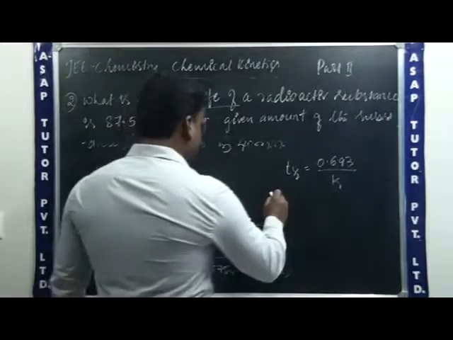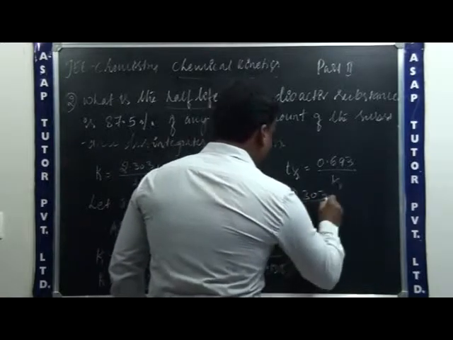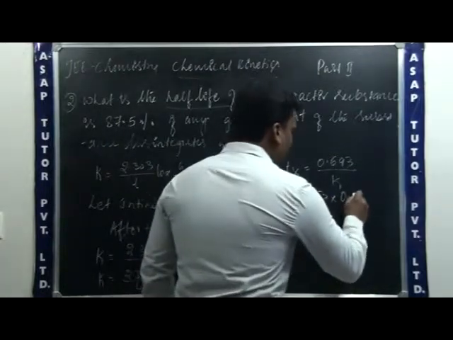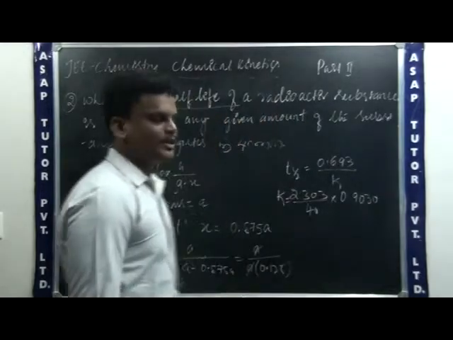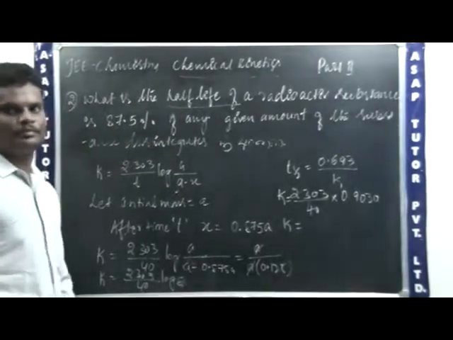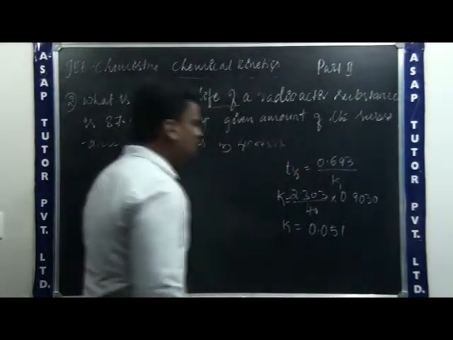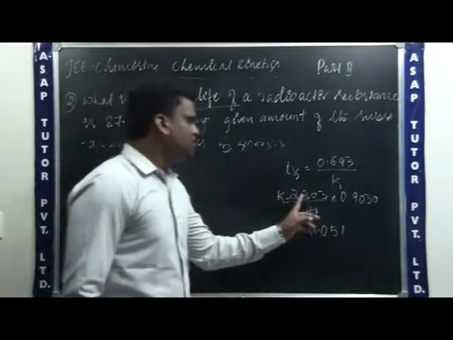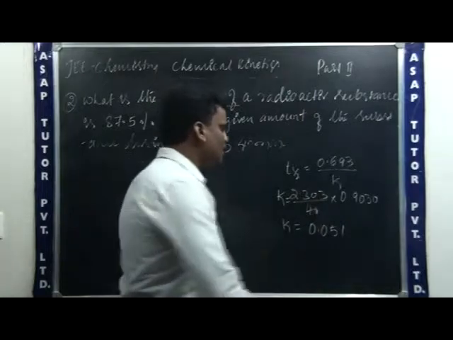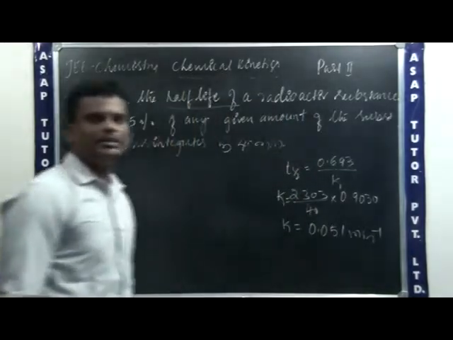Now, K is equal to 2.303 divided by 40 into log 8, whose value is 0.9030. If we simplify the value for K, we get the answer 0.051. Then what will be the SI unit for K? See here, the concentration gets cancelled, remaining only time. Time comes to the numerator. They gave time in minutes. Therefore, it becomes minute inverse, or you can write per minute also.